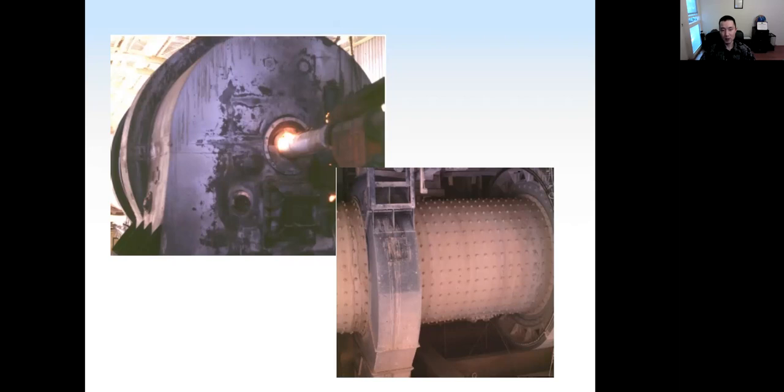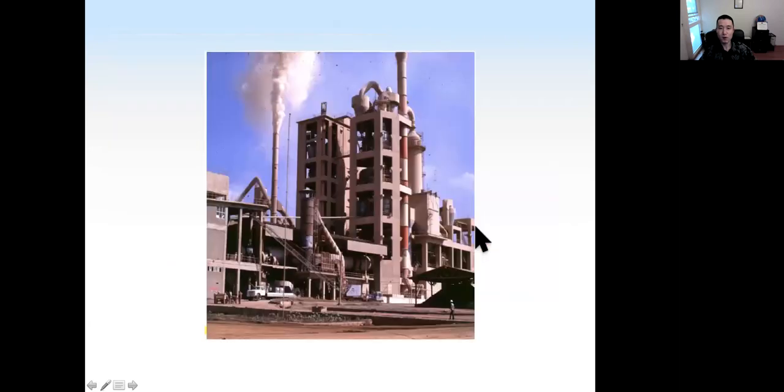Cement will generate a lot of CO2. For every ton of Portland cement, it will generate 1 ton of CO2 gas. It's not 1 cubic meter of CO2 gas. It's 1 ton of CO2. And also a lot of energy is consumed. So the manufacturing process of cement generates a lot of pollution and uses a lot of energy.